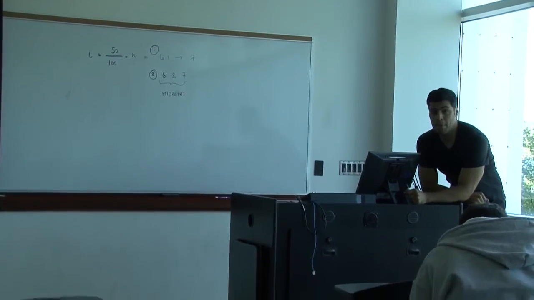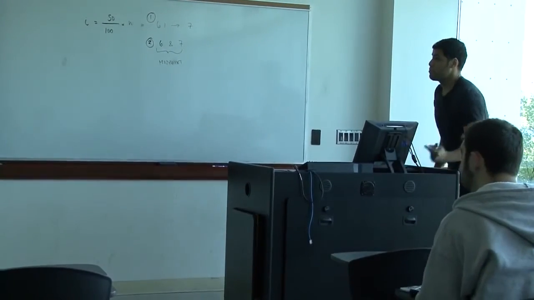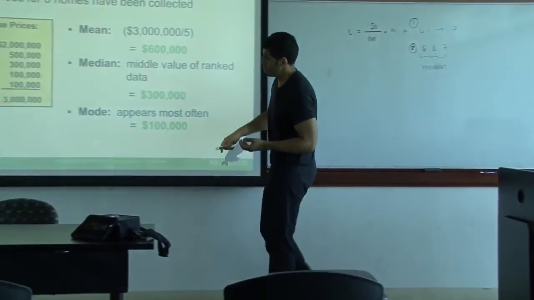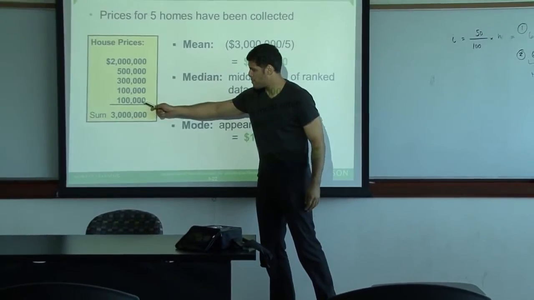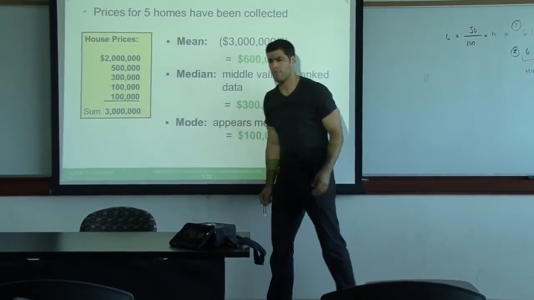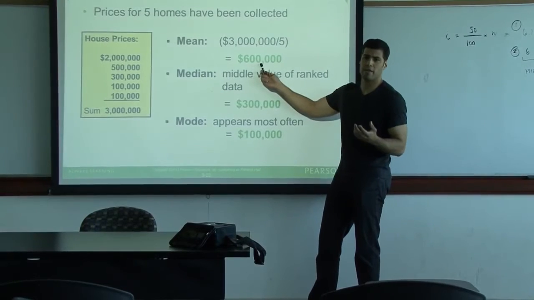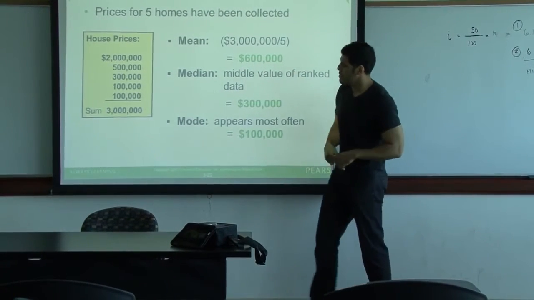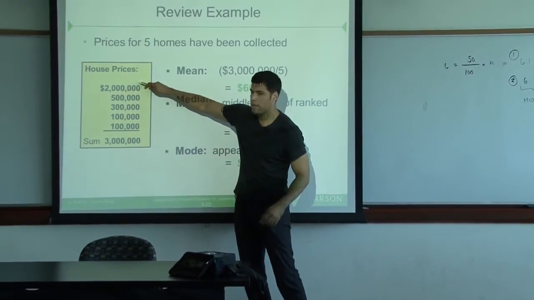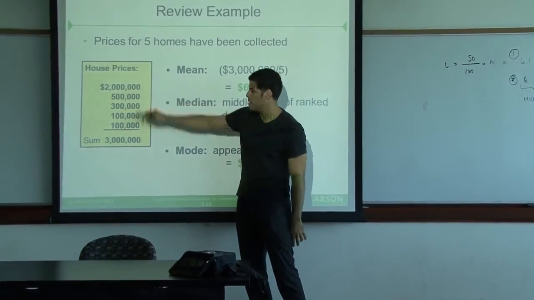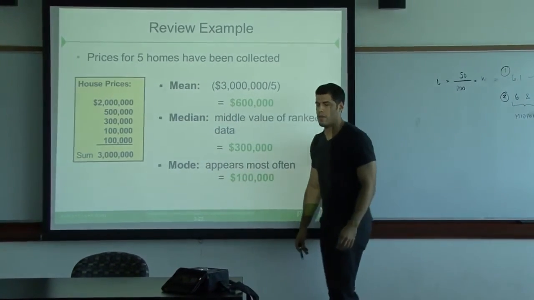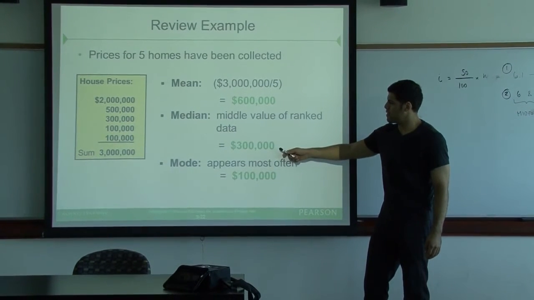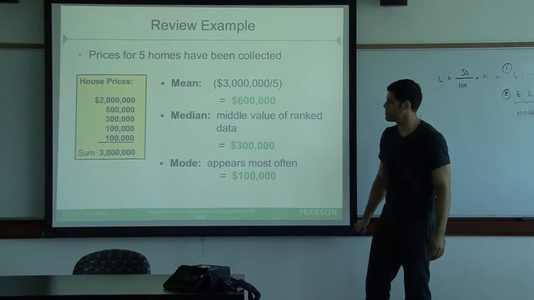We have the average. You know, we have a data set with house prices, and how many are there? 5. So you have 5 house prices. They add up to 3 million. So what is the average price? 600,000, right? 3 million divided by 5. What is the median? Well, you gotta arrange your data from smallest to largest and go through the entire set of steps, right? 300,000. Is that right?